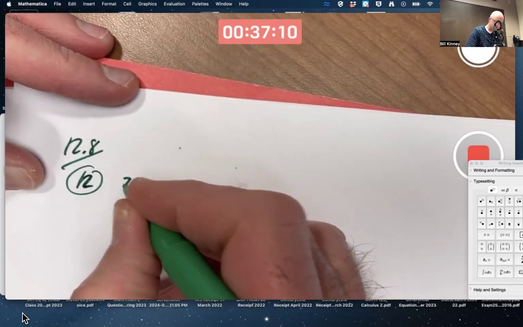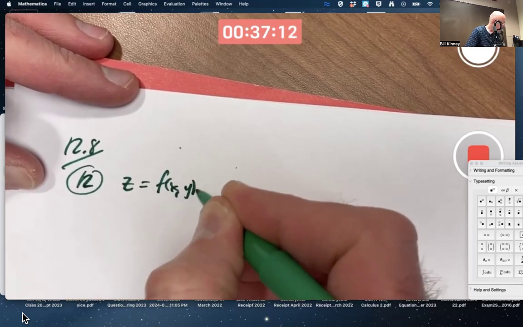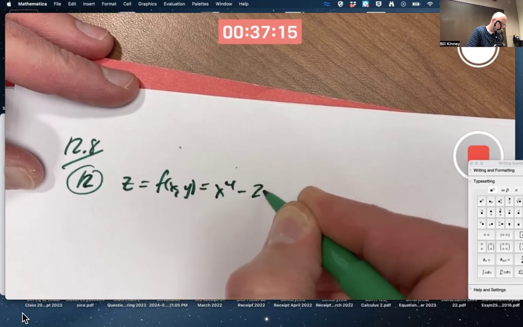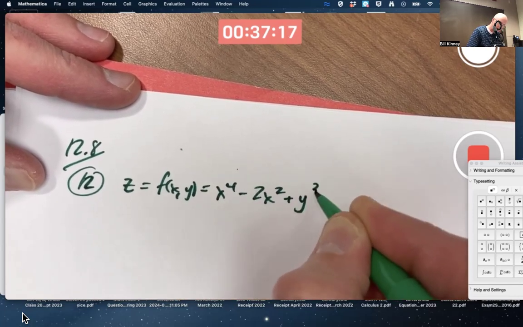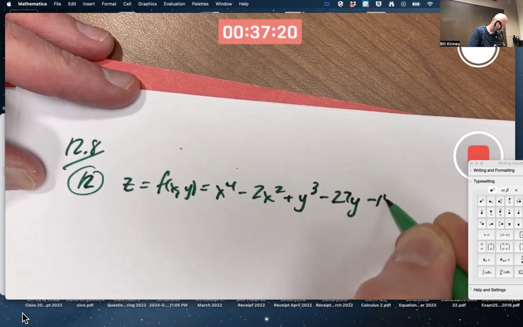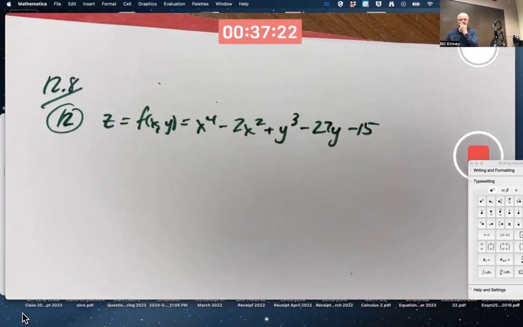The function is z equals f of x, y, is x to the fourth minus 2x squared plus y cubed minus 27y minus 15. I want to find local extreme points, relative extreme points of this, with the same process as Calc 1, except generalized. In Calc 1, you took the derivative, set it equal to 0, solve for x to find the critical points. Then you test, do those critical points give you a max or min or neither?